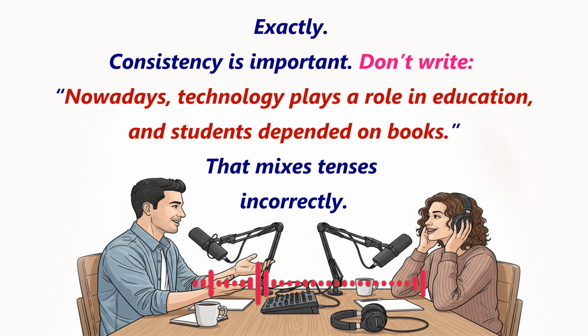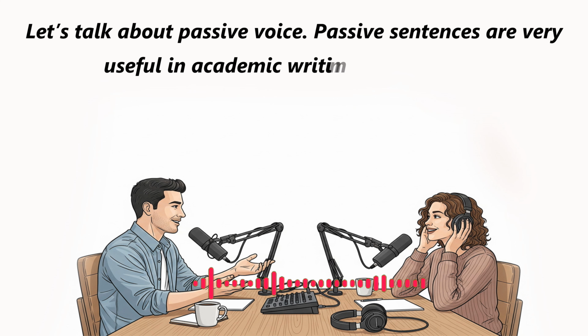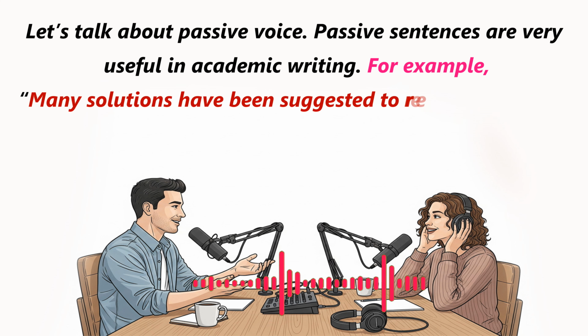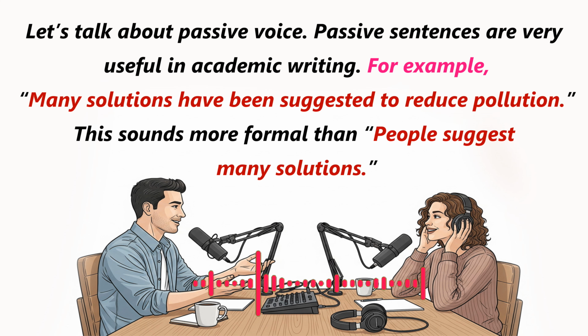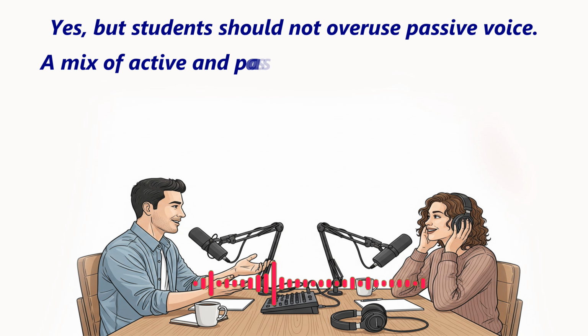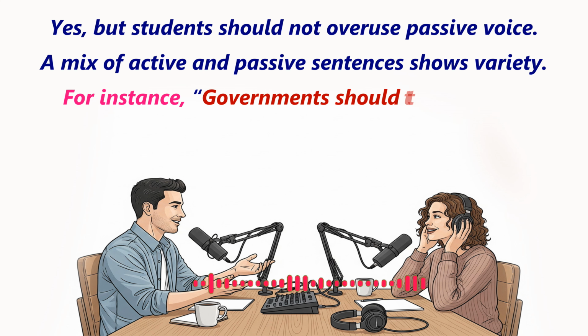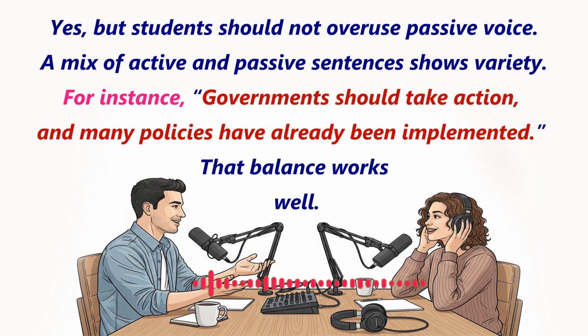That mixes tenses incorrectly. Let's talk about passive voice. Passive sentences are very useful in academic writing. For example, many solutions have been suggested to reduce pollution. This sounds more formal than people suggest many solutions. Yes, but students should not overuse passive voice. A mix of active and passive sentences shows variety. For instance, governments should take action, and many policies have already been implemented. That balance works well.